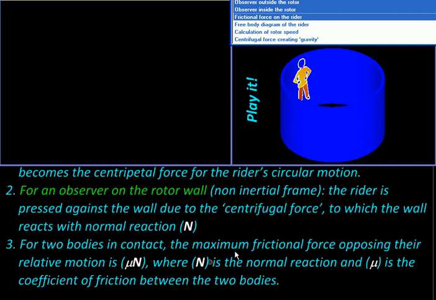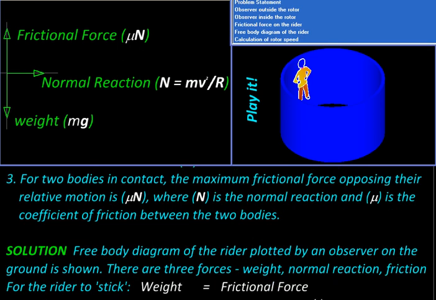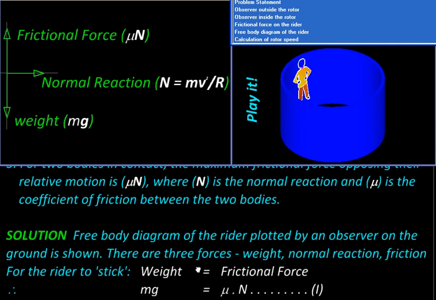We can see this in a free body diagram over here. So this is the free body diagram of the rider. So this is a normal reaction coming from the wall. The weight of the person is trying to move the rider downward, and the frictional force is opposing that motion. So it is acting in the upward direction. For the rider to remain steady, we can equate the weight of the rider to the frictional force on the rider. So these two forces must at least be equal. So weight is mg, frictional force, the maximum possible, is mu into N.